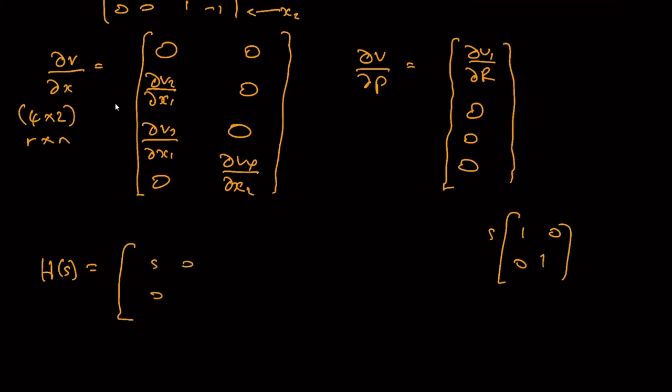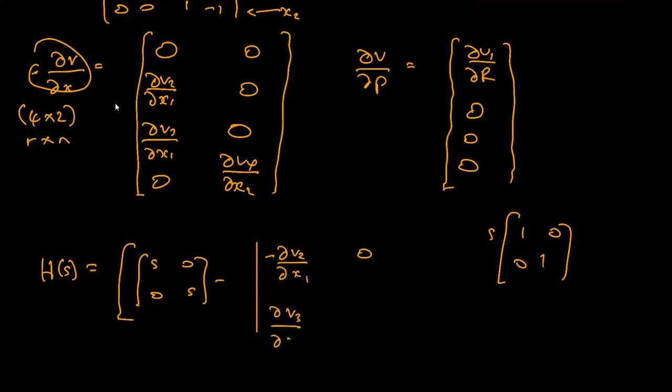So it's S 0 0 S, minus n times this. And n times this actually gives you another square matrix. Let me write that down. So it's minus dv2 over dx1, 0, dv3 over dx1. There's a minus in front of that, don't forget that. I made a mistake there. There's a minus in front of this one, but not that one. And then this one is dv4 by dx2, and there's definitely a minus in front of that one.